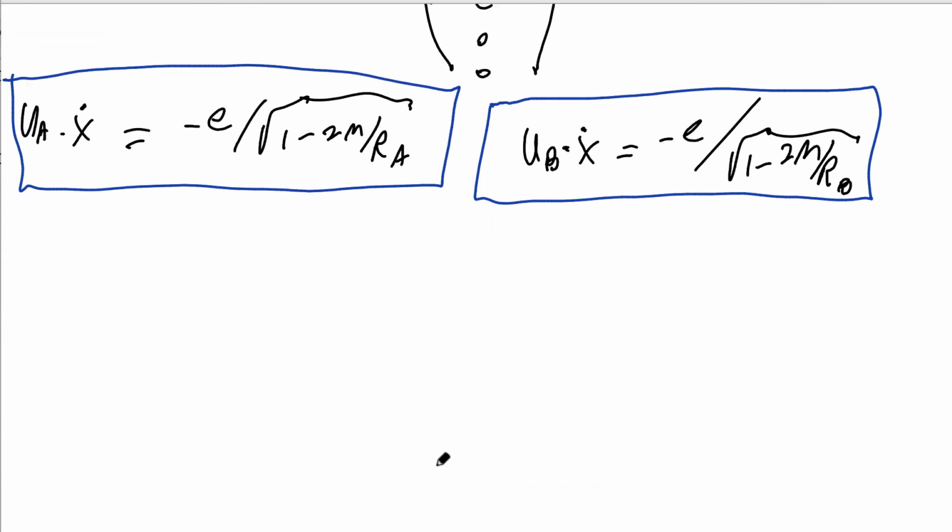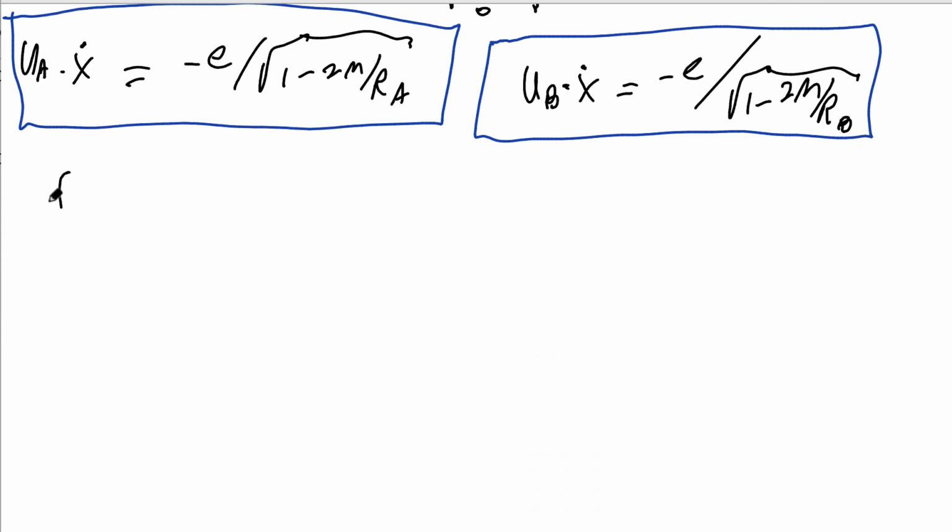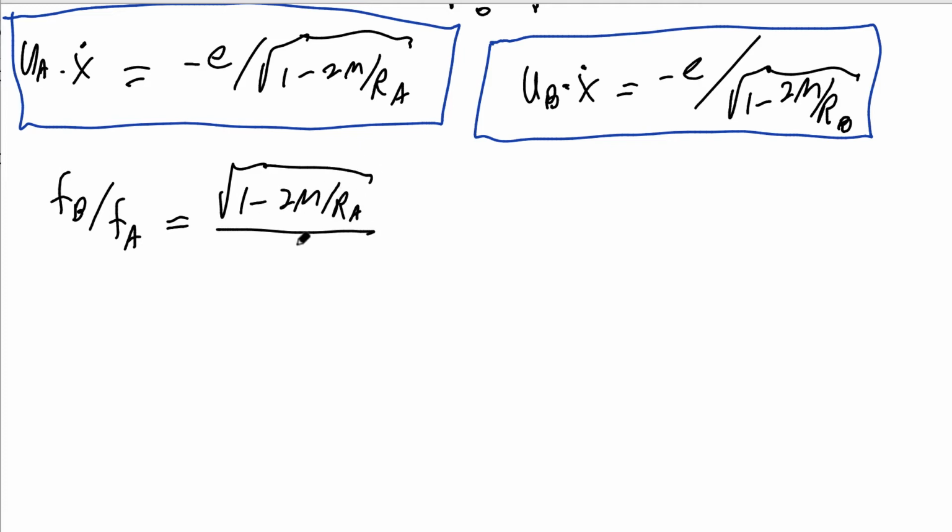So our result for the ratio of frequencies, FB divided by FA, is UB dot X dot divided by UA dot X dot. So that's square root of 1 minus 2m over r sub a divided by the square root of 1 minus 2m over r sub b. Notice the constant little e drops out from the final result as expected.